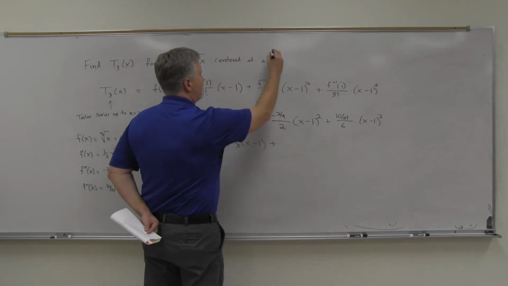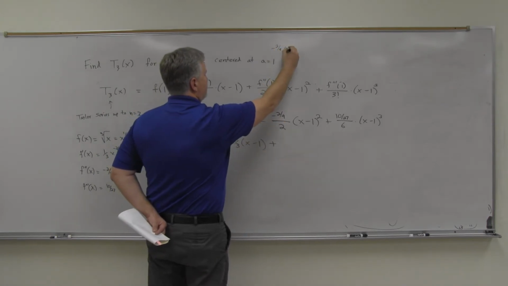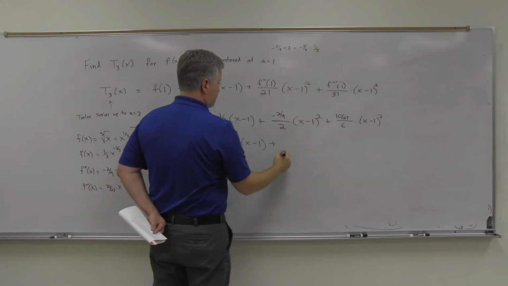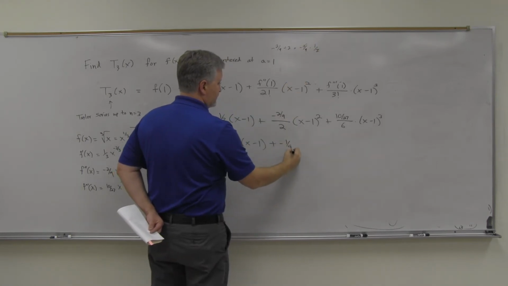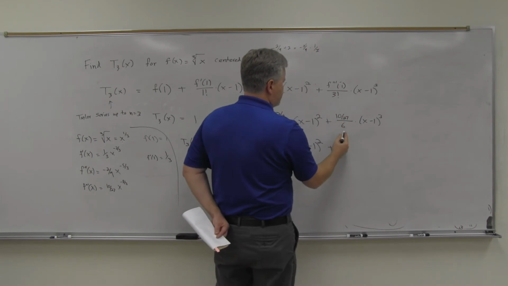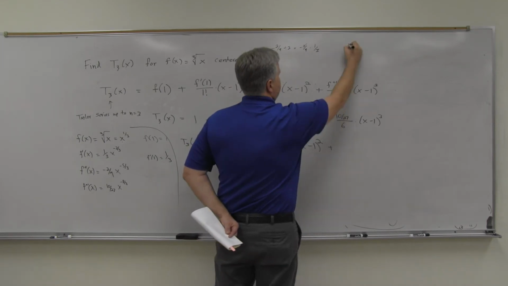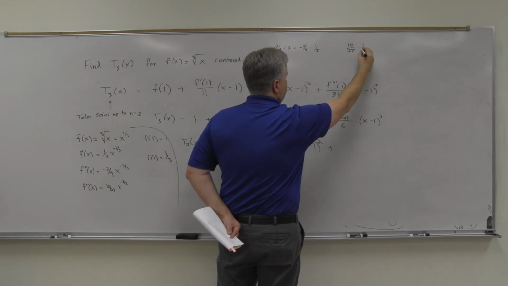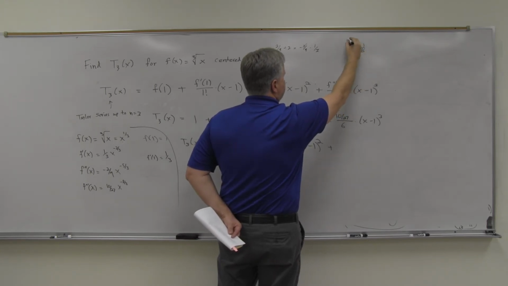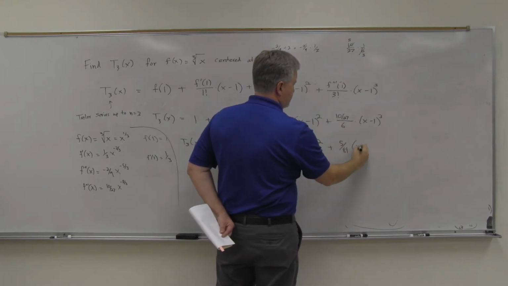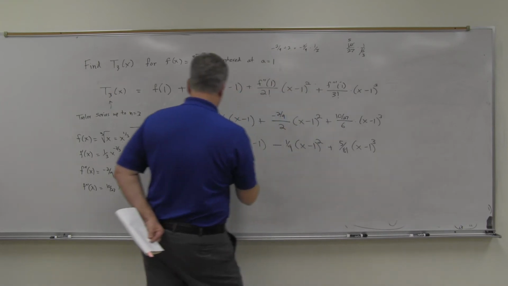Let's see, negative 2/9 divided by 2 is negative 2/9 times 1/2. So the 2's are going to cancel, that's negative 1/9 times x minus 1 squared. 10/27 divided by 6. Oh yeah, there is. Cancel the 10 and 6, that'd be 5/3. So it'll be 5/81 times x minus 1 cubed. That's T3 of x.